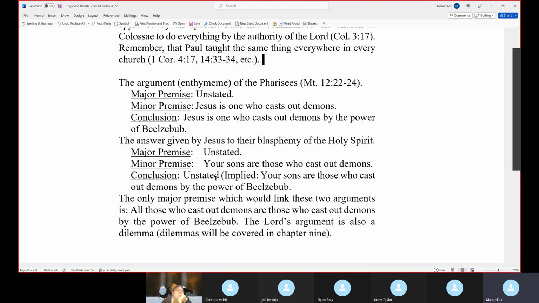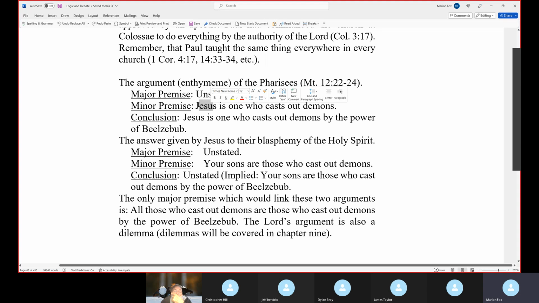Right. So they said, you have cast out demons by the power of Beelzebub. So they admitted, we got their minor premise by implication, they admitted he was casting out demons. You cast them out, yes, but by the power of Beelzebub. So Jesus is one who cast out demons. They admitted that, all right? And their conclusion is Jesus is one who cast out demons by the power of Beelzebub. See their conclusion. Their conclusion is in verse 24. Are there any questions about that?